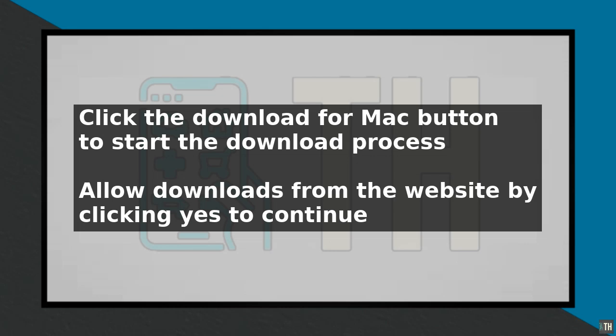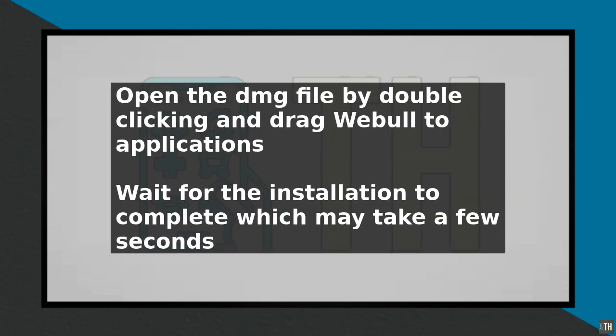To install Webull, open the .dmg file by double-clicking on it. This will open a new window with the Webull installer. Drag the Webull icon to the Applications folder to install the app. Wait for the installation to complete. This may take a few seconds.